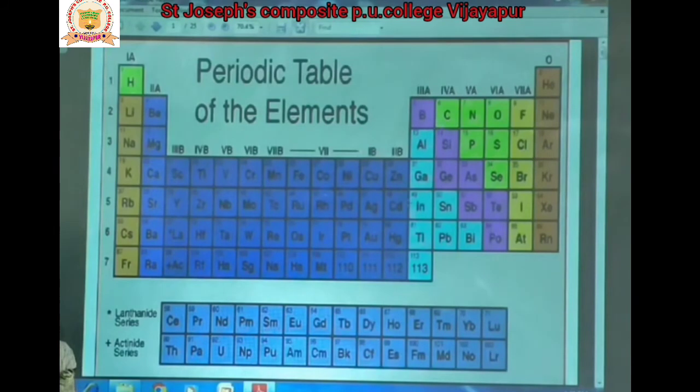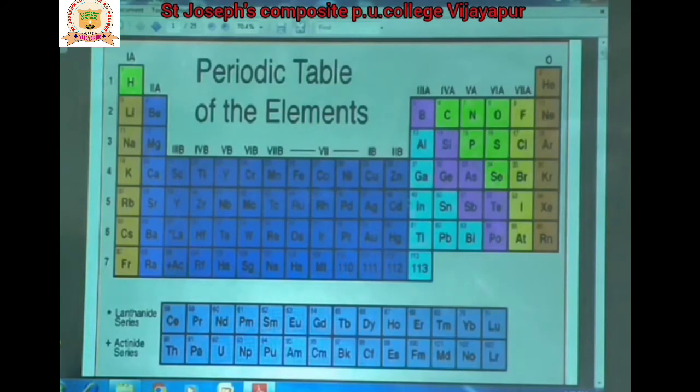In the last session you learned about the development of the periodic table. In this session I will explain the present form of the periodic table, that is the long form of the periodic table, or the modern periodic table.